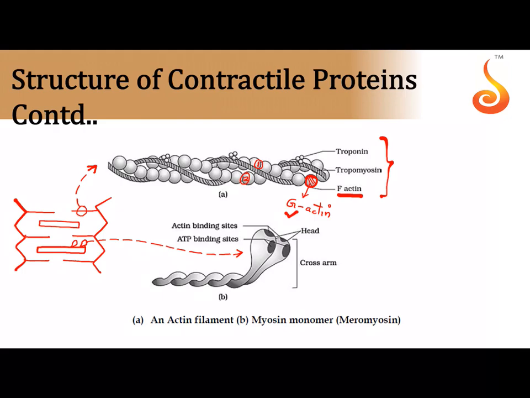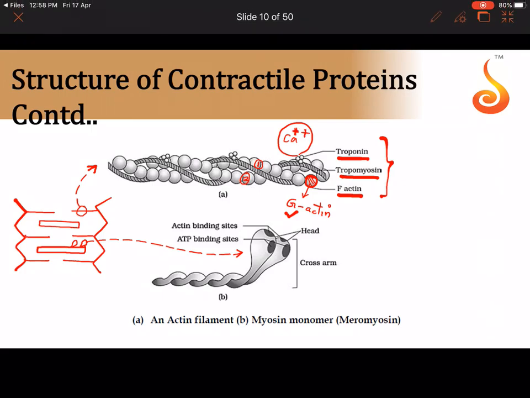And then we have another double stranded protein called tropomyosin, and then we have another structure called troponin. Now this troponin is what binds to calcium ion, and calcium ion is very important for muscle to undergo contraction, otherwise muscle contraction will not happen normally.